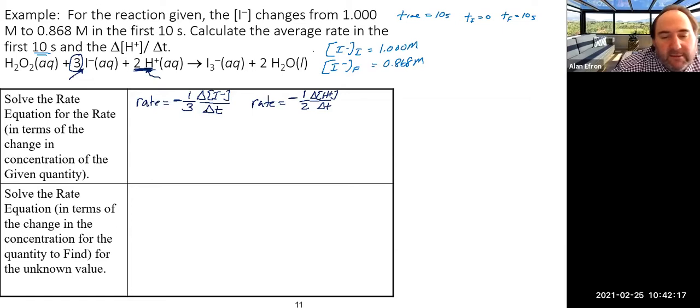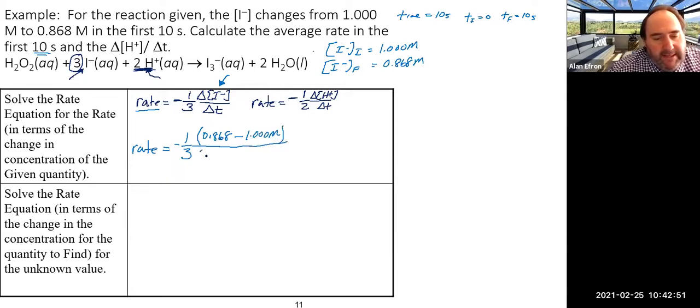So really, because we have information about I minus, that is where we want to start. And that's going to allow us to get to the rate. We really could just plug it right in. So the rate would equal -1/3. The change in the concentration of I minus is going to be our final, which is the 0.868. Because it's a reactant, it's decreasing with time versus R1.